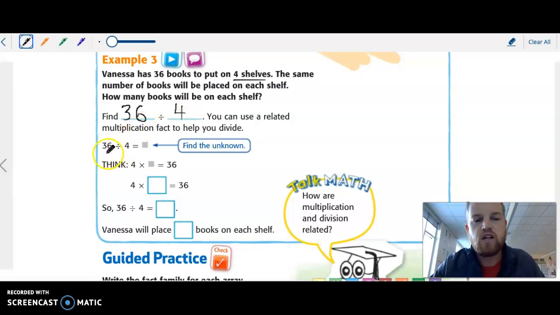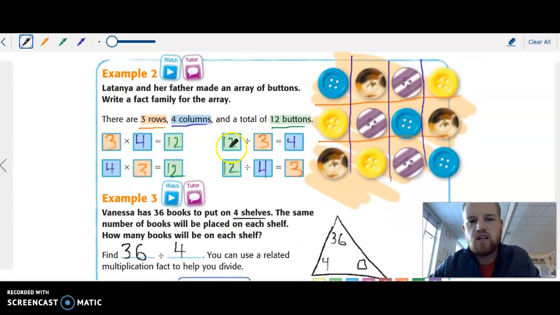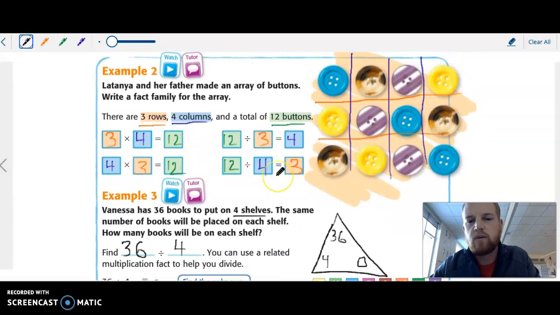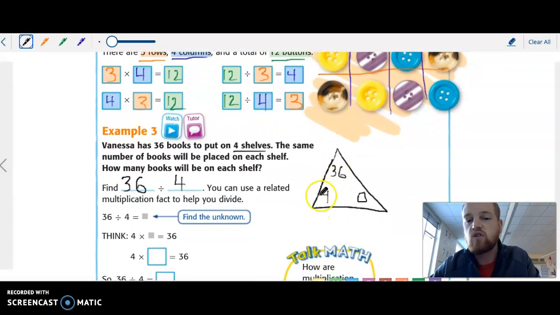So what I'm going to do here is I see that I can set up 36 divided by 4 equals my kind of gray square there. All right, so this would be like my fact family here. If I had this on the triangle, I'd have 36 up top, 4 on the side, and my square down here. And I can create all of those problems just like I did above, where I created those 4 problems, but I can do it using these 3 symbols.